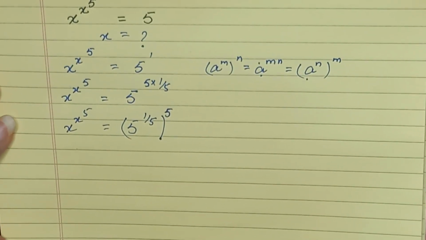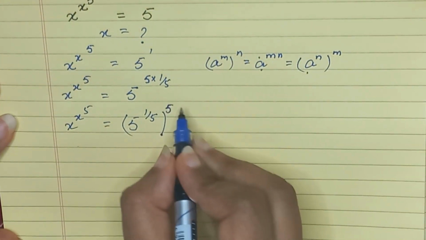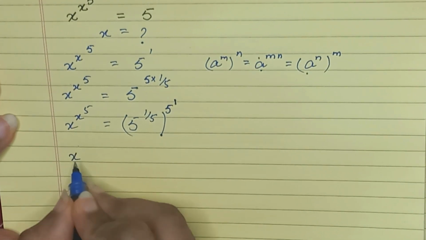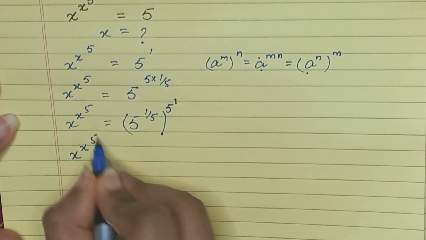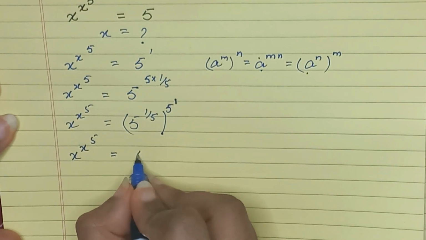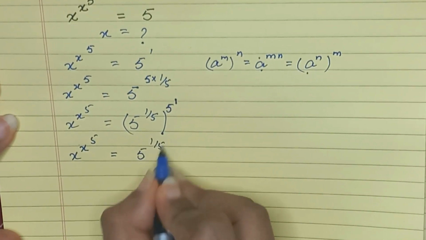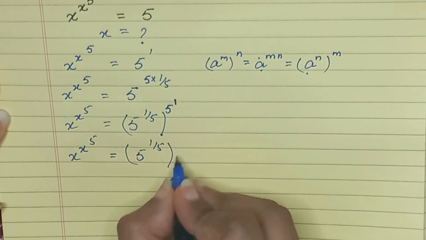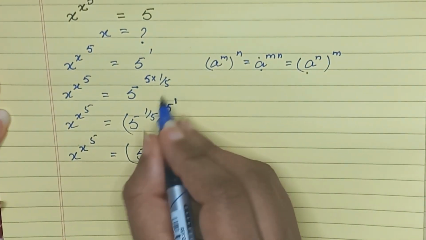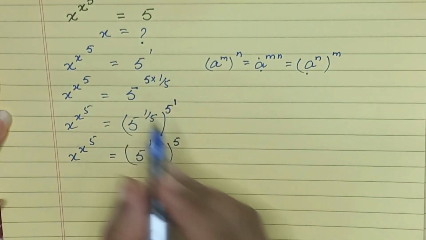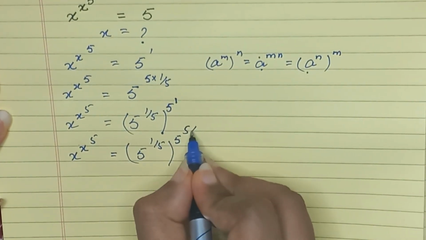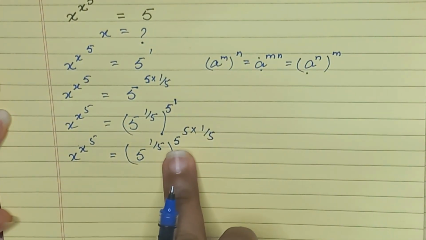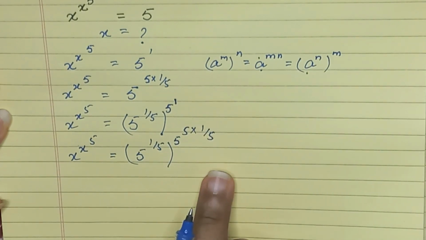And again we can see that here the power is 5 and it has no power, it means it has power 1. So it will become x raised to the power 5 is equal to 5 raised to the power 1 divided by 5. And here 5, its power 1, is the same as 5 multiplied by 1 divided by 5.